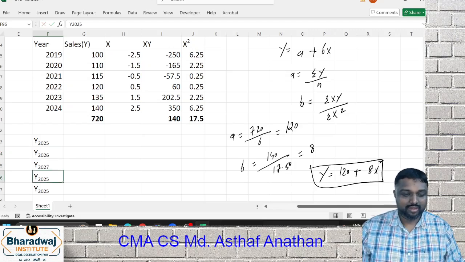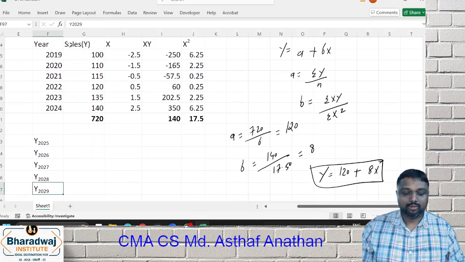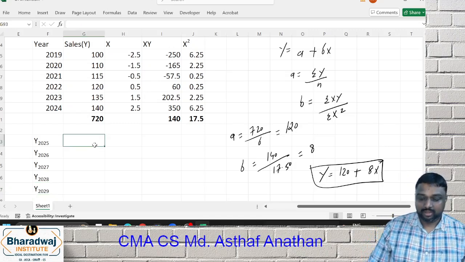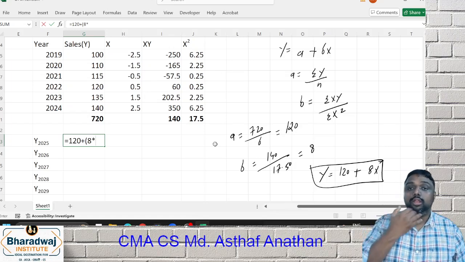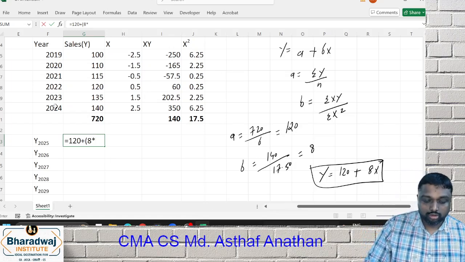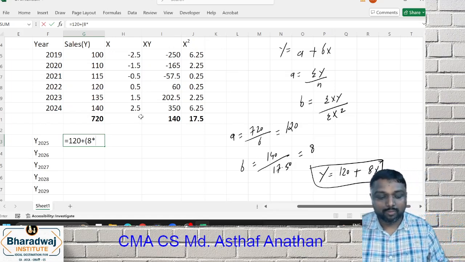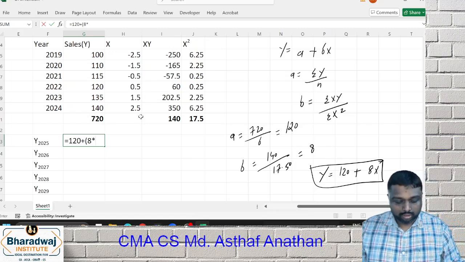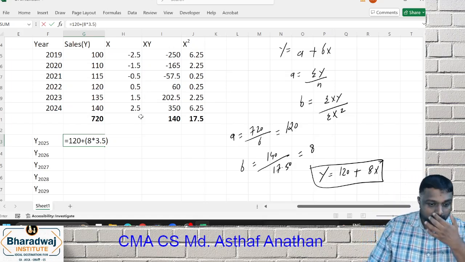26, 27, 28, 29. So how can you get it? You have to apply the formula, friends. That's all. What is y? 120 plus 8 into, you have to take the number. See, 2022 is 0.5, 23 is 1.5, 24 is 2.5. Same flow, 25 will be what? 2.5 plus 1, it will be 3.5. Are you clear, friends?